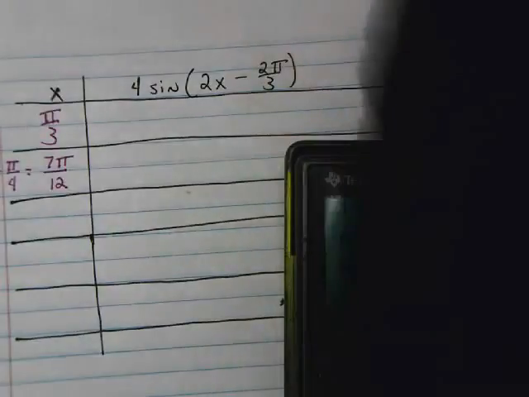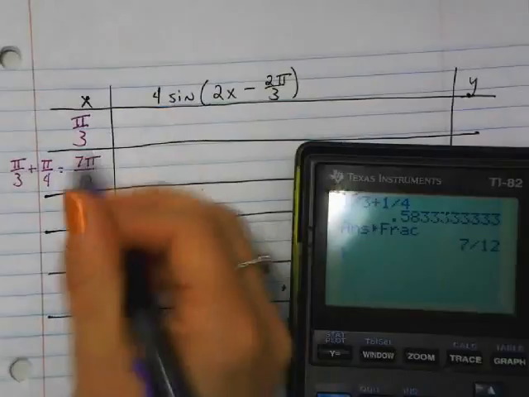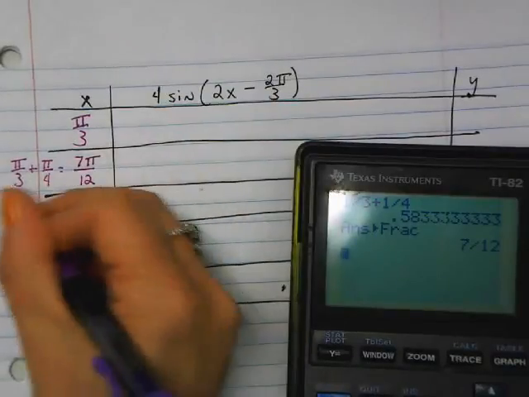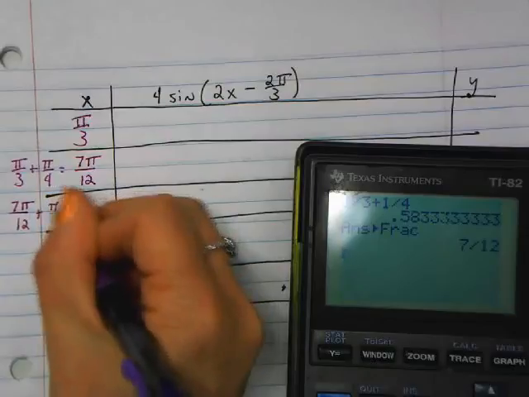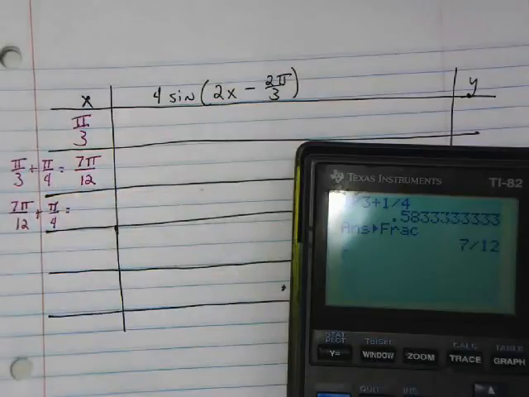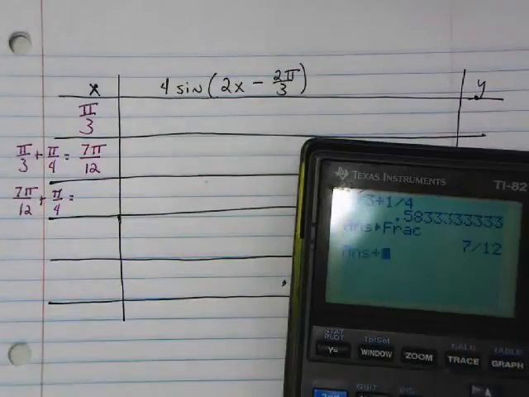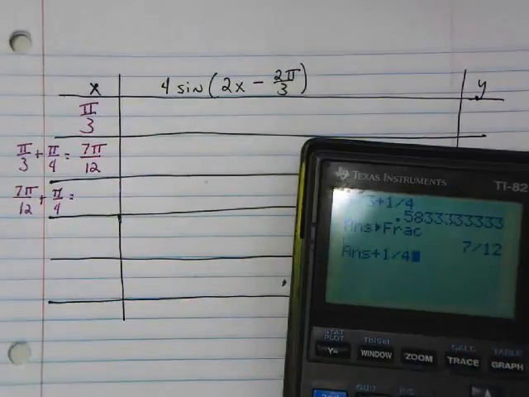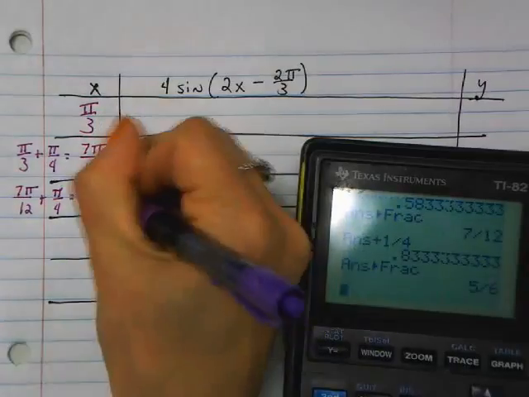Alright, let me unzoom just a smidge. Take your last stopping point, 7 pi over 12, and add your key point again, pi over 4. Now, notice my calculator already has 7/12 in it. I just have to add 1/4. And I get 5 pi over 6.